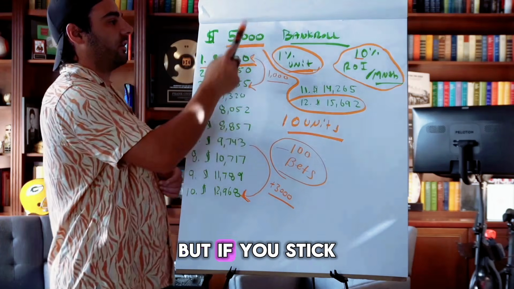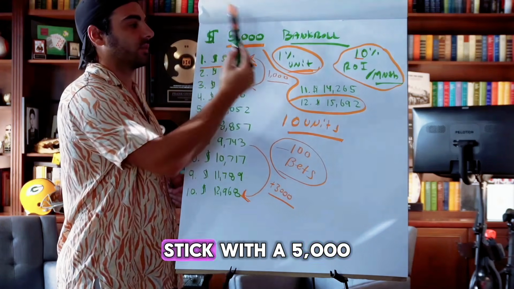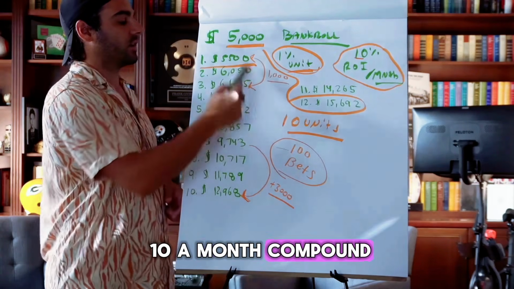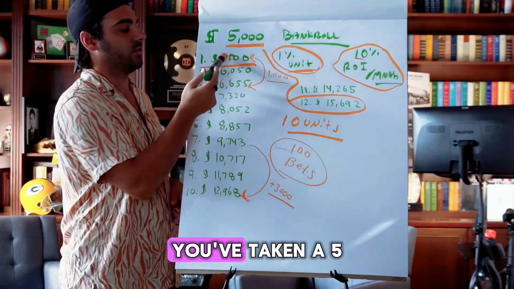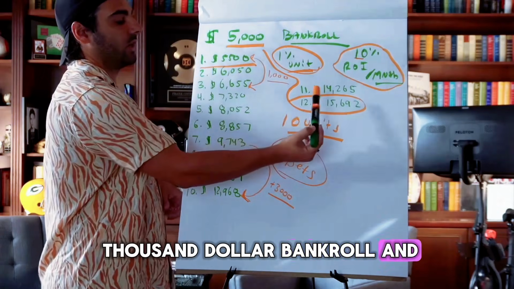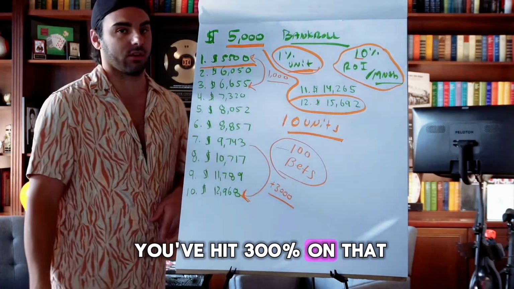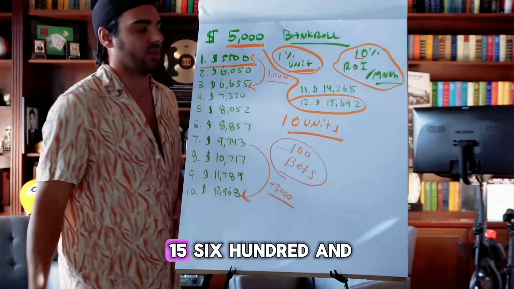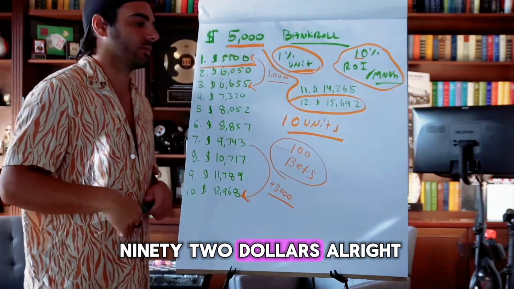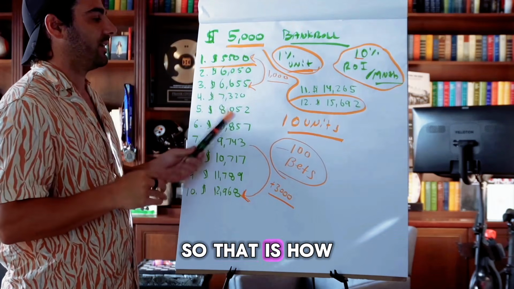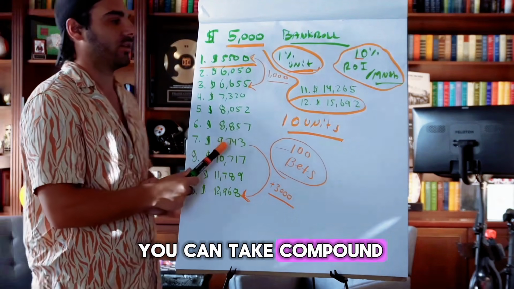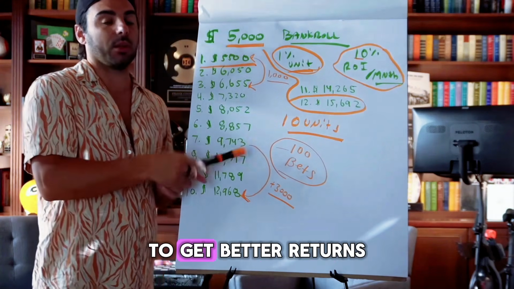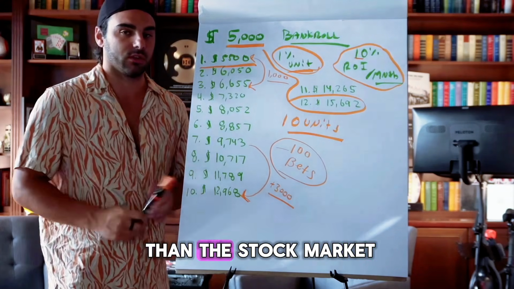But if you stick to what I just said, stick with a $5,000 bankroll, 1% unit size, aim for 10 a month, compound interest takes effect. You've taken a $5,000 bankroll and you've hit 300% on that, which is 3x. That is how you can take compound interest with the right strategy and adapt it to sports betting to get better returns than the stock market.